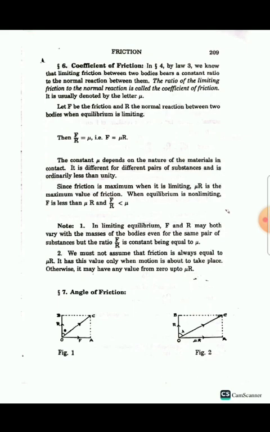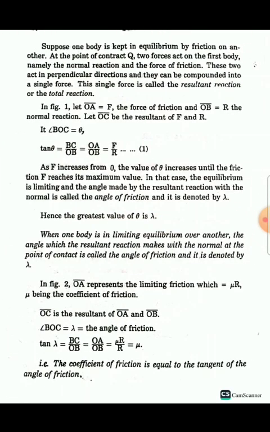The next concept is the angle of friction. Suppose one body is kept in equilibrium by friction on another, and at the point of contact, two forces act on the first body. The two forces are the normal reaction and the force of friction. These two act in perpendicular directions and can be compounded into a single force. This single force is called the resultant reaction, or otherwise the total reaction.